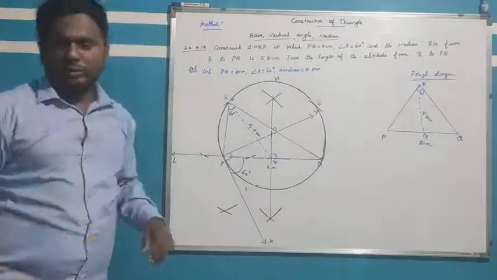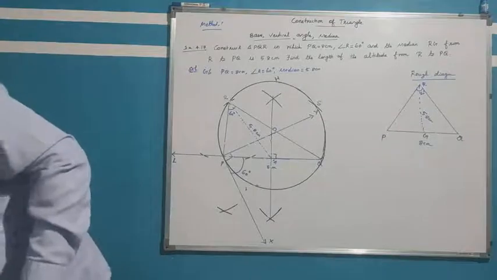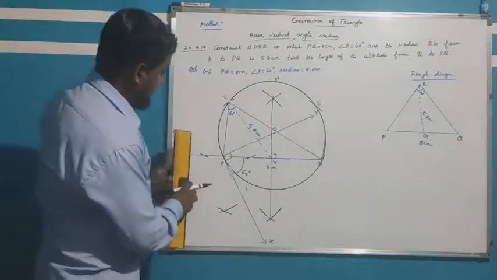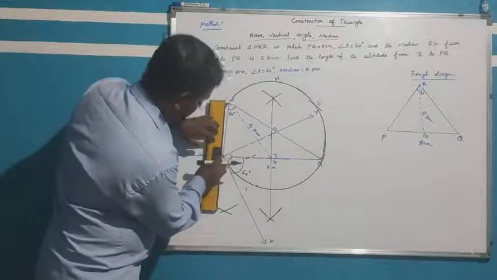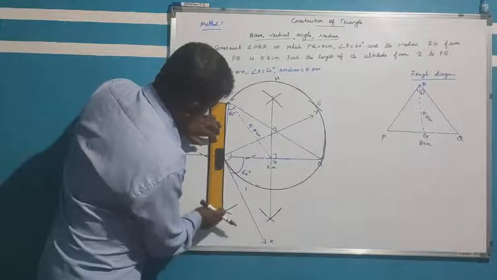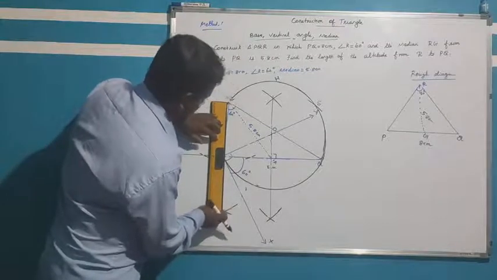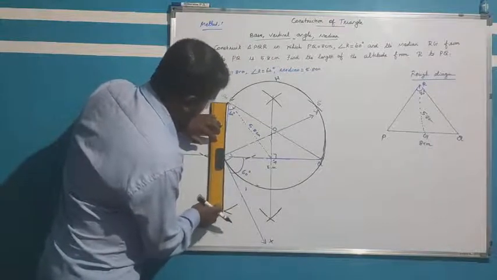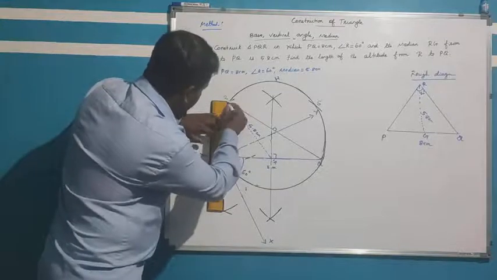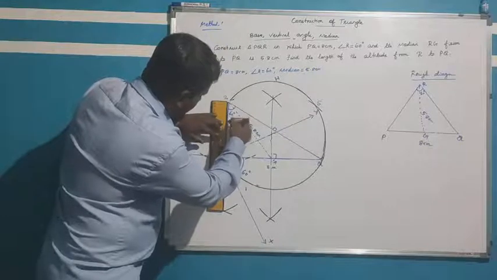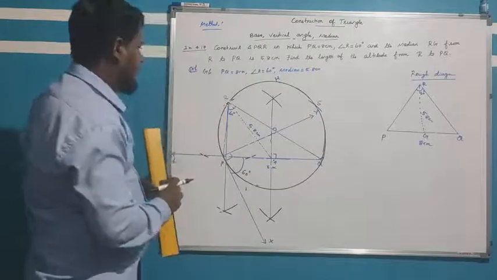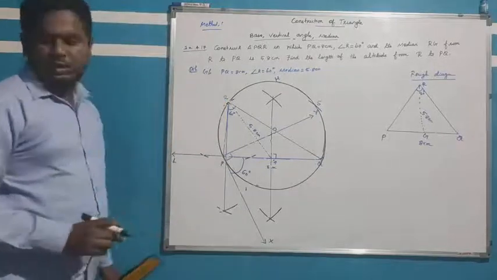Then remove the compass. Take the ruler and from here we can draw one line. So for you it will come differently.